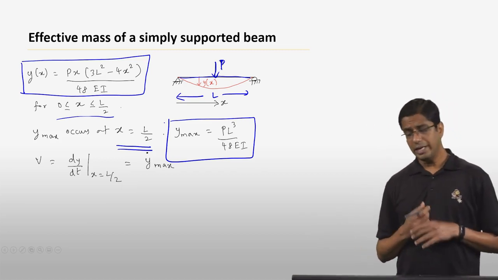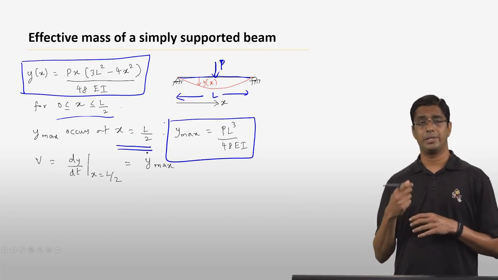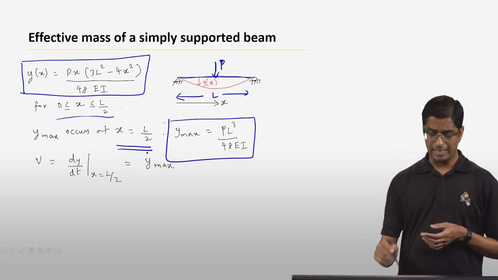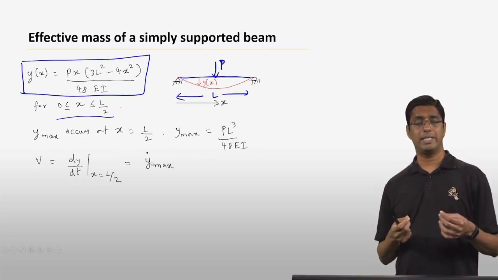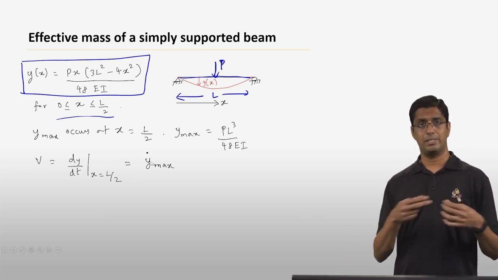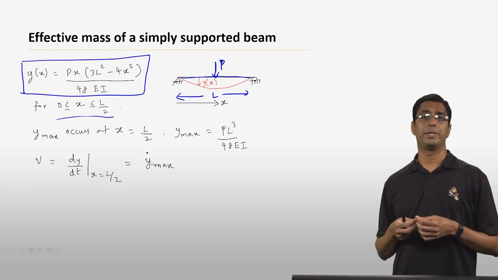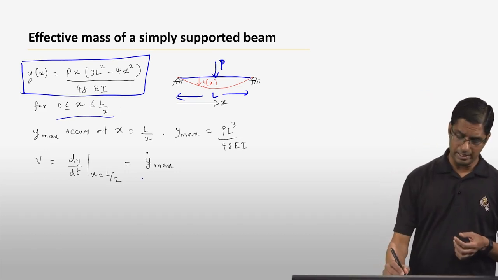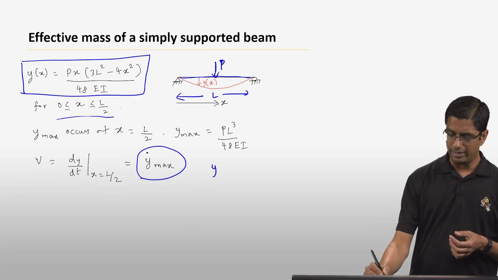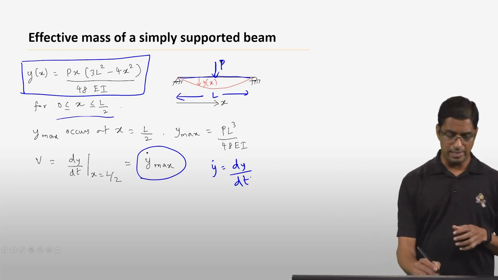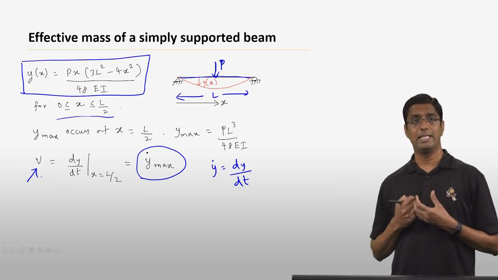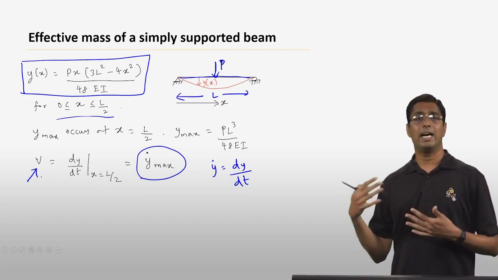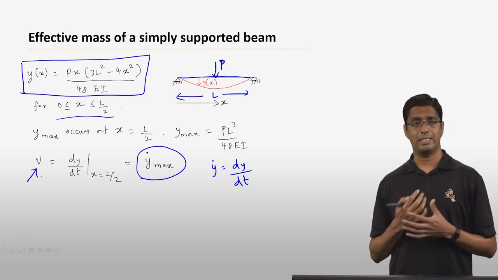Now, if this particular point is going to have the maximum displacement, it also makes sense that this particular point is going to have the maximum velocity, because that is the point that is getting displaced the most. And since the beam is continuous, the midpoint is essentially going to have the maximum velocity. So the maximum velocity is given by y dot max, where y dot is nothing but dy over dt. So this velocity v, with regard to which we are defining the effective mass, is essentially dy over dt at x equal to L over 2. That is something that you must keep in mind.